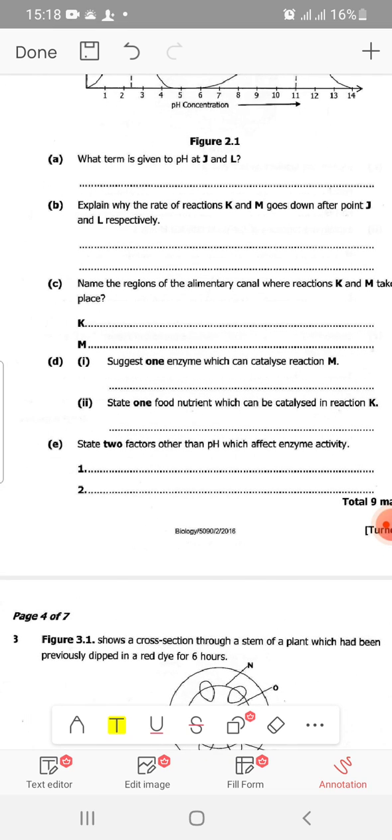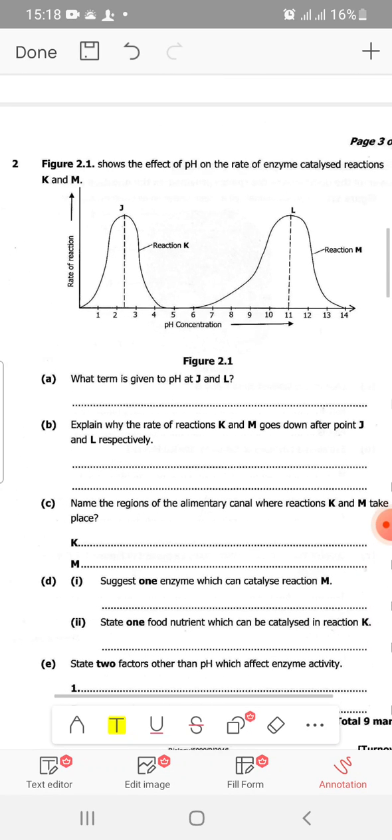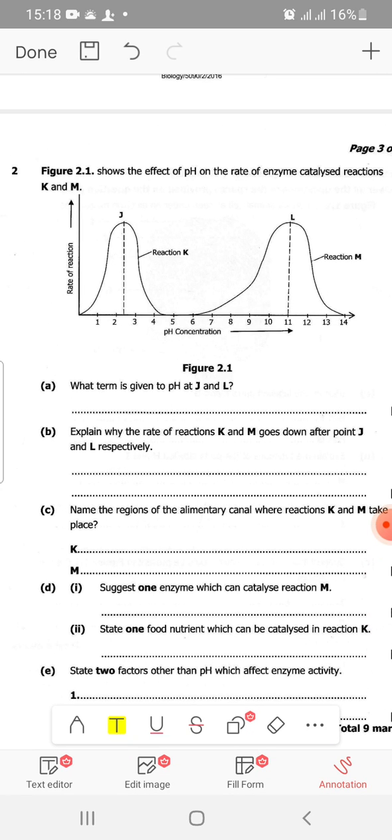Suggest one enzyme which can catalyze reaction M. We go back to the diagram. Reaction M, we're saying that it takes place in alkaline medium like the mouth and the small intestine. So if you had picked the mouth, then we're going to use salivary amylase. But if you had picked the small intestines, you can use pancreatic amylase and many more. Okay, so we can pick more from that.